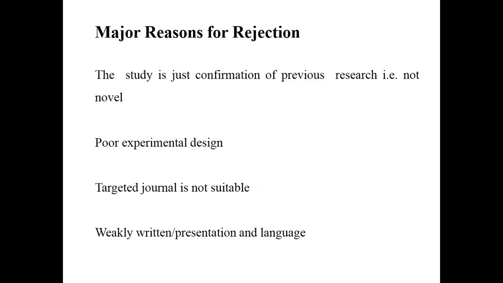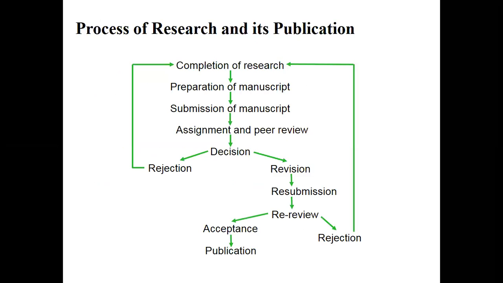So the major reasons for rejection, usually, are poor experimental design, poor write-up, so many mistakes, and that we are not targeting a suitable journal. Our study doesn't have any novel idea. So these points will lead the article to rejection.